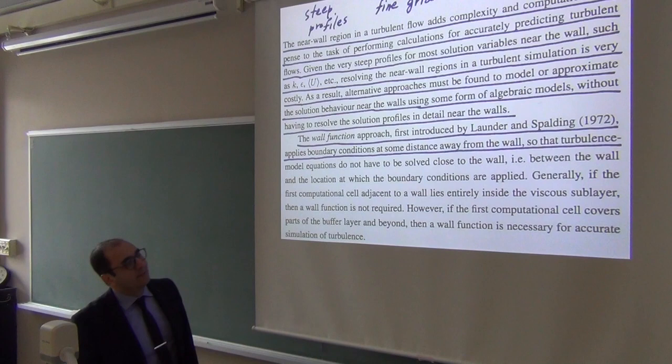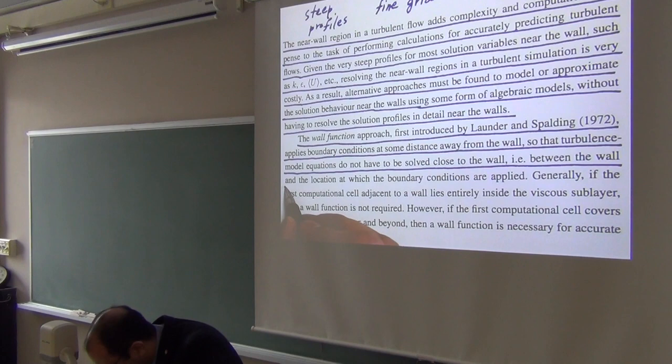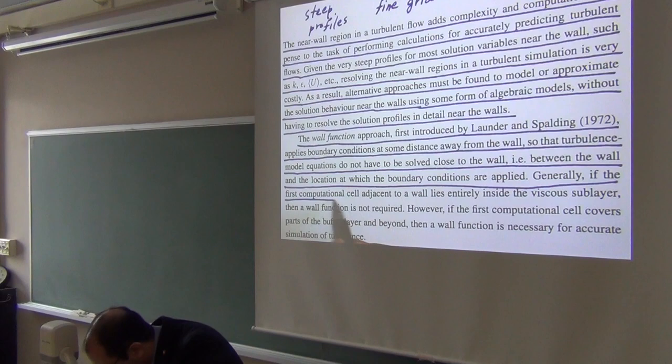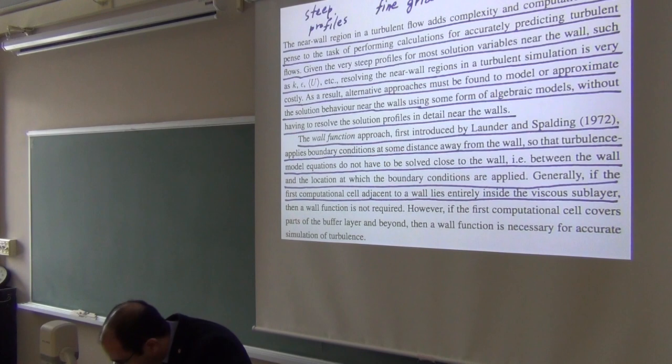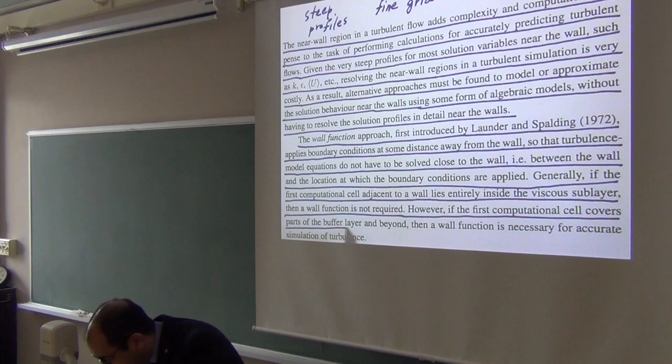We'll do lots of examples of development. So the turbulence model equations do not have to be solved close to the wall, between the wall and the location at which the boundary conditions apply. Generally, if the first computational cell adjacent to a wall lies entirely inside the viscous sublayer, then wall functions are not required because you're resolving the flow. But most often, the first computational cell covers part of the buffer layer and beyond, where there's a law of the wall. In those cases, wall functions do a very good job.